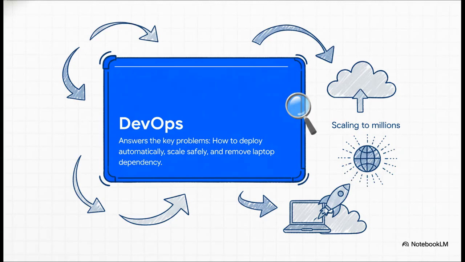So when we ask, what is DevOps? Forget the jargon for a second. At its heart, it's a philosophy, a whole set of practices that was born to answer those exact 4 problems we just walked through. It asks the critical questions. How do we make deployments automatic? How can we scale our app to handle millions of users safely? How do we make our app available to the entire globe? And the big one, how do we finally break our app free from that one developer's laptop?